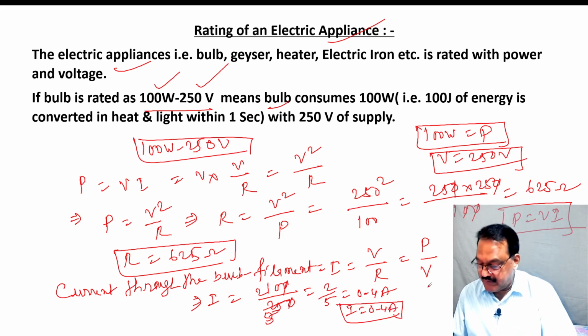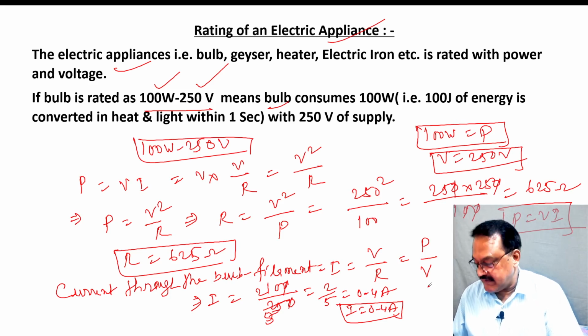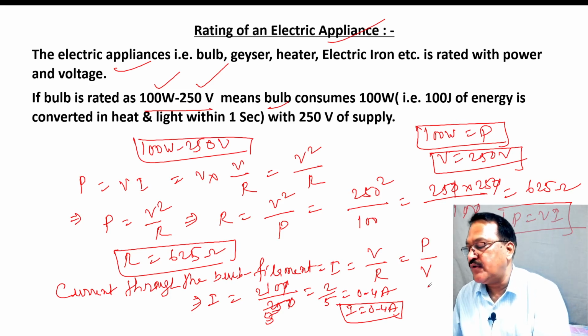It tells the current capacity which can flow through this filament, up to what current that filament can sustain. It will not be fused, it will not be destroyed. So this is the range for that bulb: the maximum current that can flow through it is 0.4 ampere. There will be no harm.